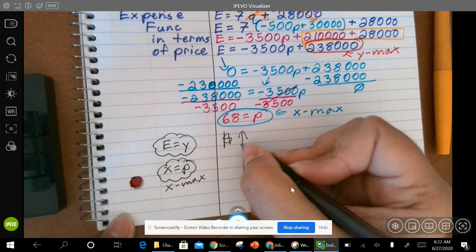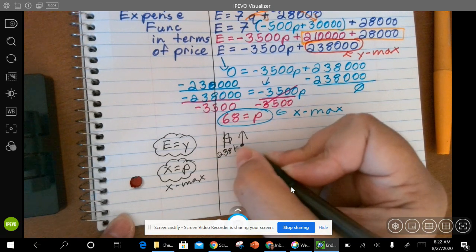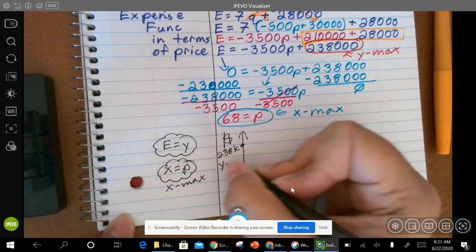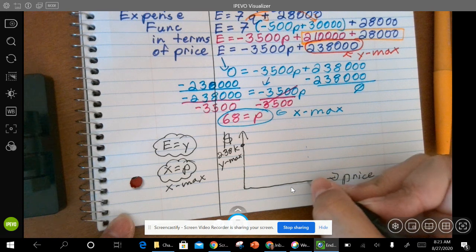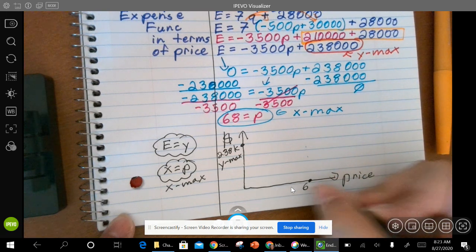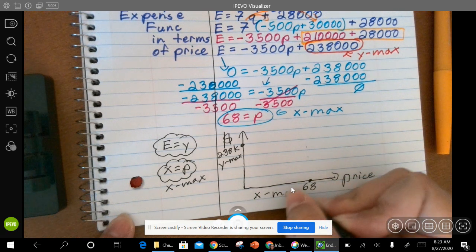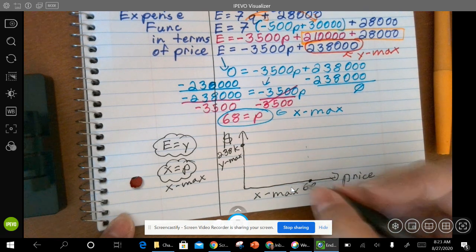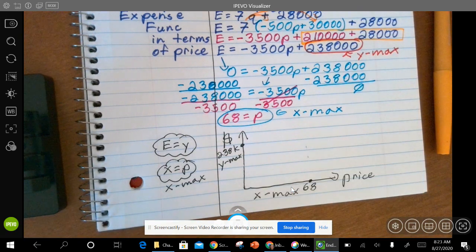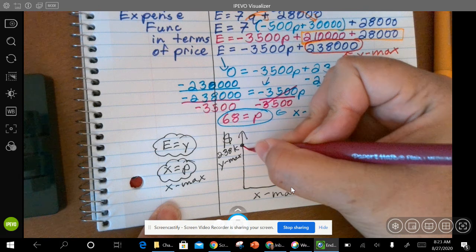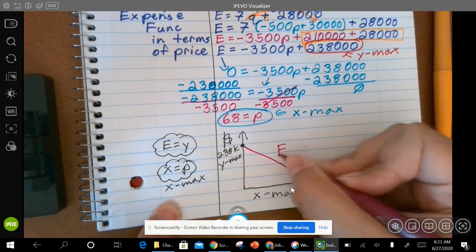So the 238,000 is our Y maximum, and our $68 is going to be our X max. And then we just put our function in. That would give us a sketch of our graph.